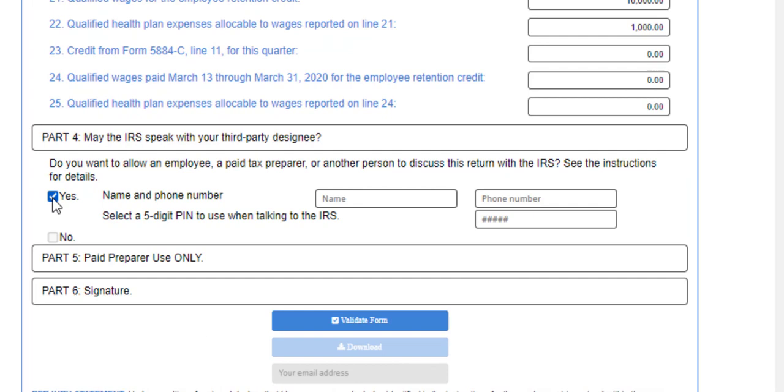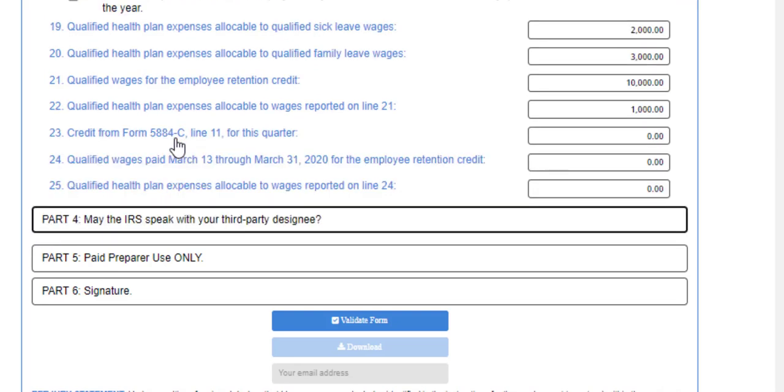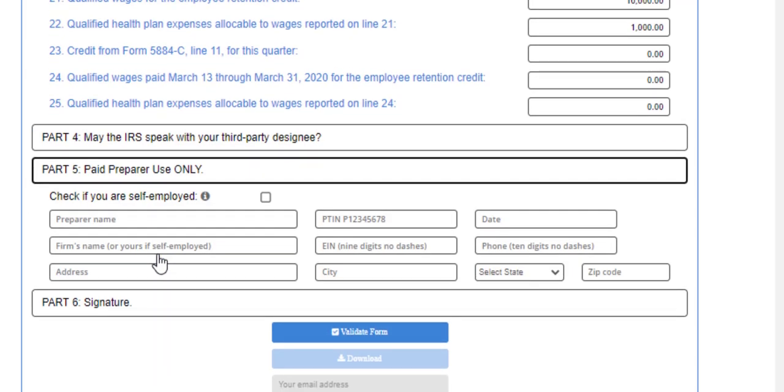You are not authorizing your designee to bind you to anything, including additional tax liability, or to otherwise represent you before the IRS. The authorization automatically expires 1 year from the Form 941 due date without regard to extensions. However, you can always terminate it sooner by writing to the IRS.